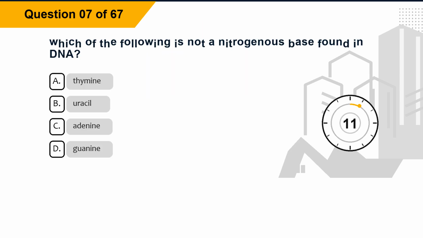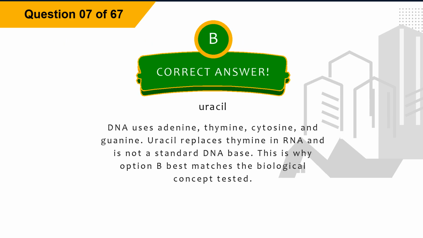Question 7. Which of the following is not a nitrogenous base found in DNA? Option A, thymine. Option B, uracil. Option C, adenine. Option D, guanine. The correct answer is option B, uracil. Explanation: DNA uses adenine, thymine, cytosine, and guanine. Uracil replaces thymine in RNA and is not a standard DNA base. This is why option B best matches the biological concept tested.